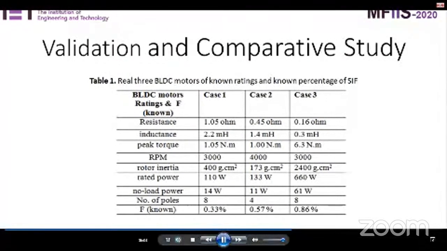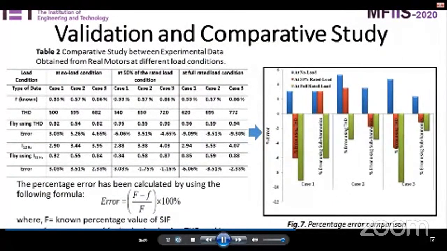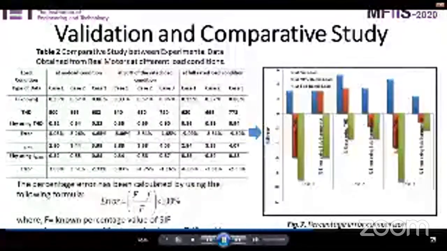Data obtained from the 3 BLDC motors for 3 cases were further used for the comparative study and validation. Table 2 shows the comparative studies done between the experimental results obtained from the real 3 motors of known percentage of small stator interturn fault at 3 different load conditions. That is at no load, at 50% of the rated load and at full rated load of the motors. Here the percentage error has been calculated to find out which technique is more suitable for the reliable detection of very small stator interturn fault in BLDC motor.